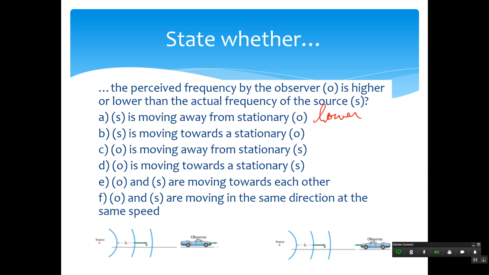Now the sound source is moving towards the observer. In that case, it would be higher. What if the source was stationary and the observer was running towards it? Oh wait, no, wait. If the observer is running away from the source, is that observer going to hear a lower or higher frequency? Lower frequency. And if he was running, or she was running, towards the source, it would be higher.